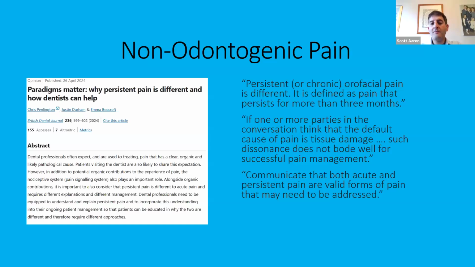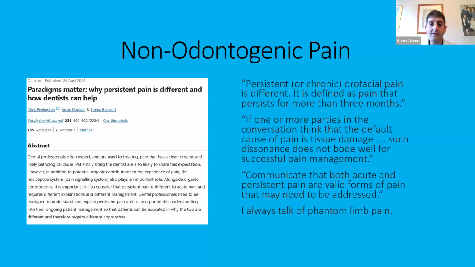And we need to communicate that both acute pain, which has got tissue damage, and persistent pain are valid forms of pain that need to be addressed. They need to be addressed differently, but they need to be addressed. It's not, it's all in your mind or something like that. It's real pain, but it's different. So phantom limb pain is a classic one. It's well known. Most people have heard of it.